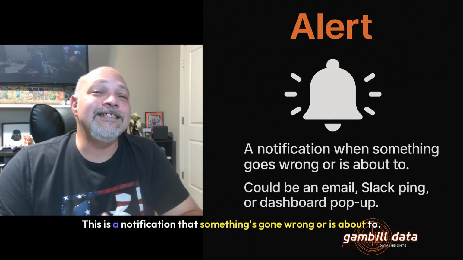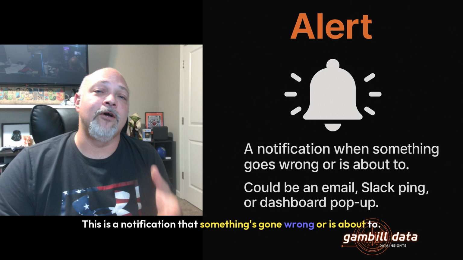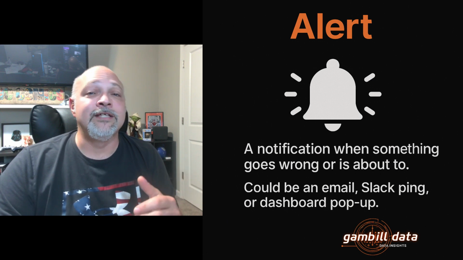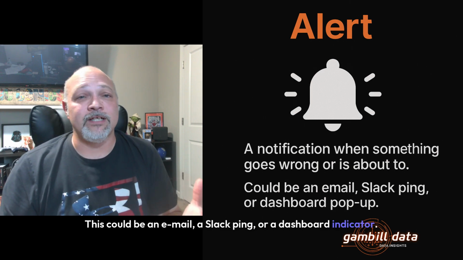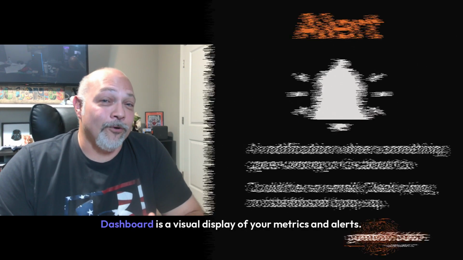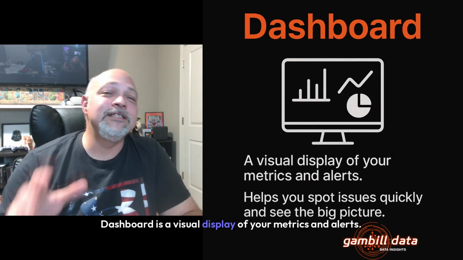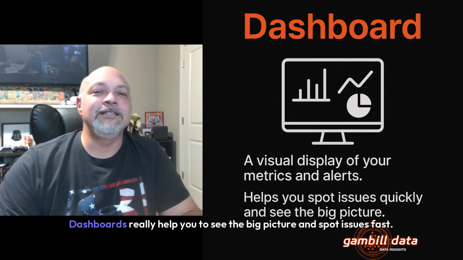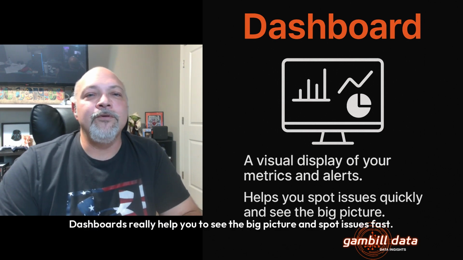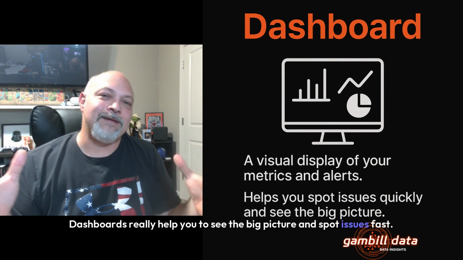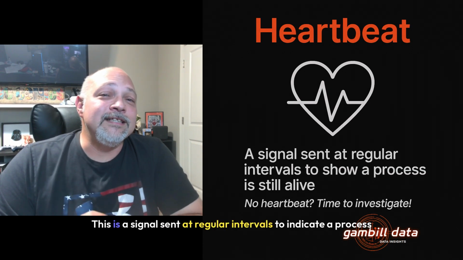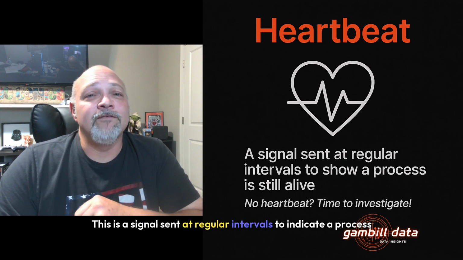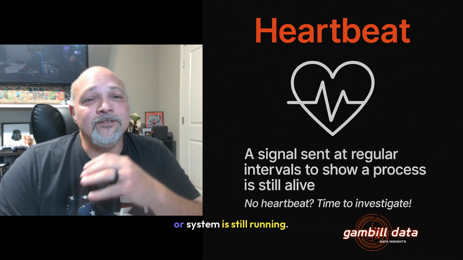Alert. This is a notification that something's gone wrong or is about to. This could be an email, a Slack ping, or a dashboard indicator. Dashboard is a visual display of your metrics and alerts. Dashboards really help you to see the big picture and spot issues fast. Heartbeat. This is a signal sent at regular intervals to indicate a process or system is still running.